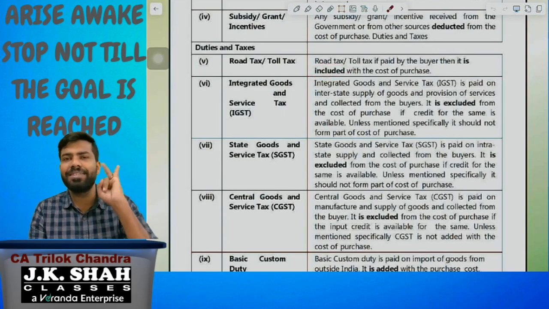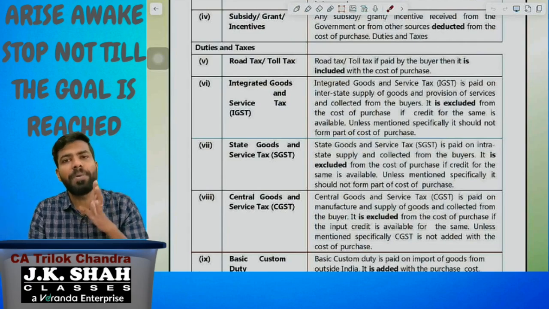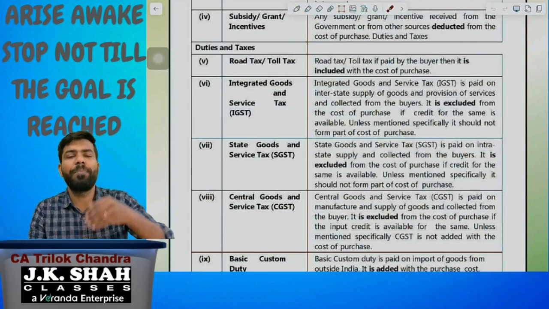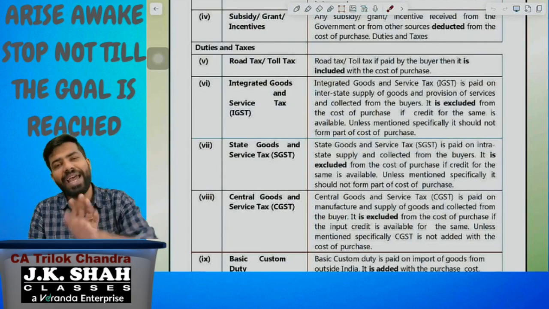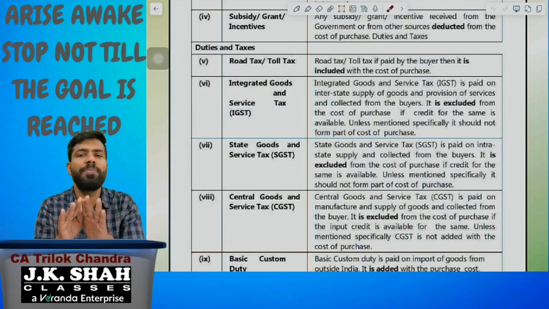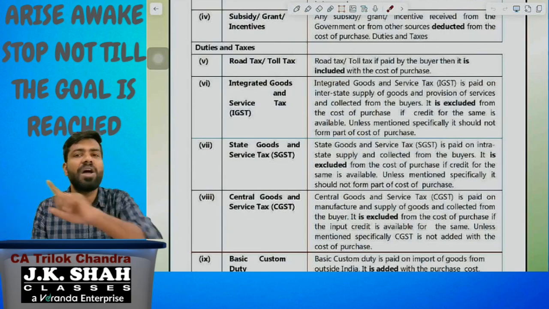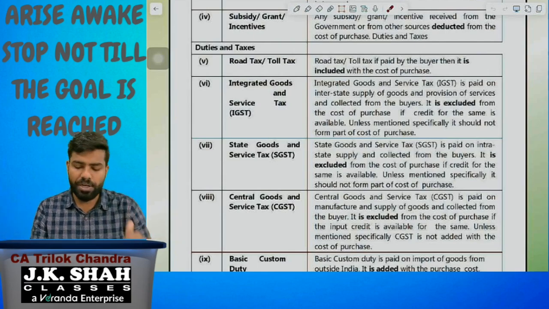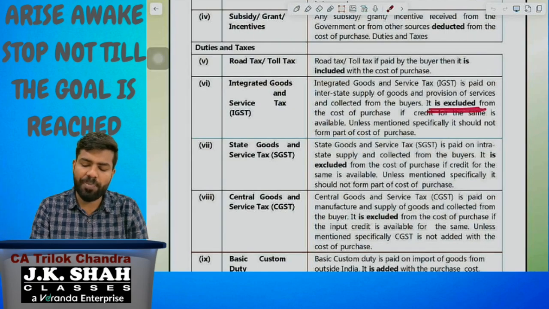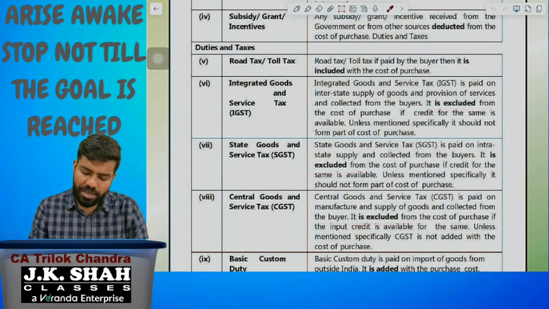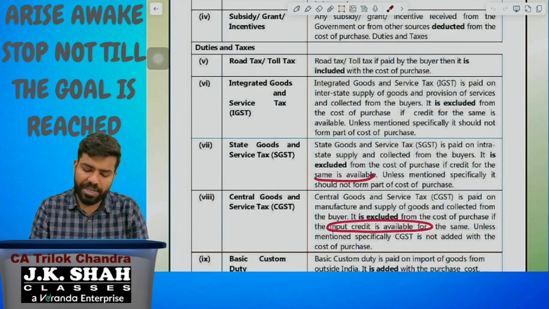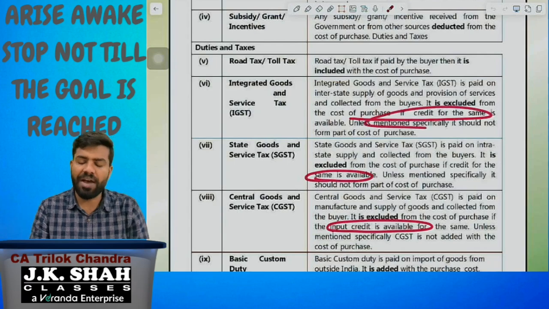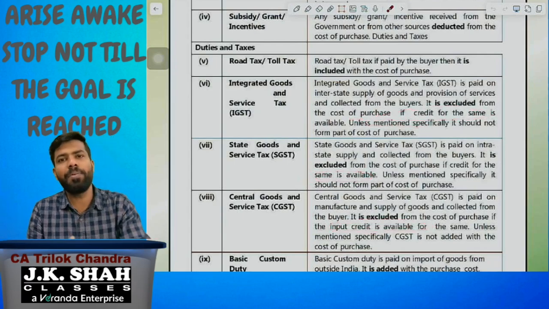Next, IGST, CGST, SGST. We all know about this. If the ITC is available, we paid the GST but we take it as ITC. It is not our cost. It will not be included. If ITC is not available, then it will be included. Here it is excluded because input tax credit is available. If the ITC is available, exclude. If ITC is not available, include in the cost.